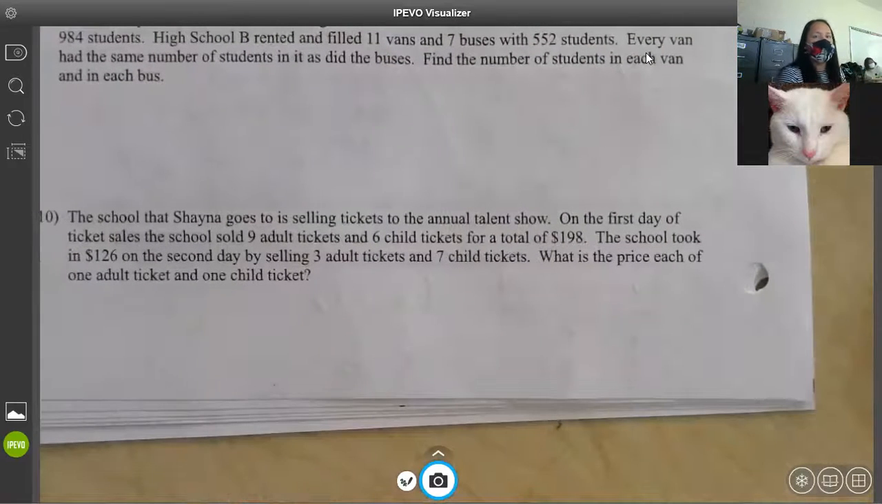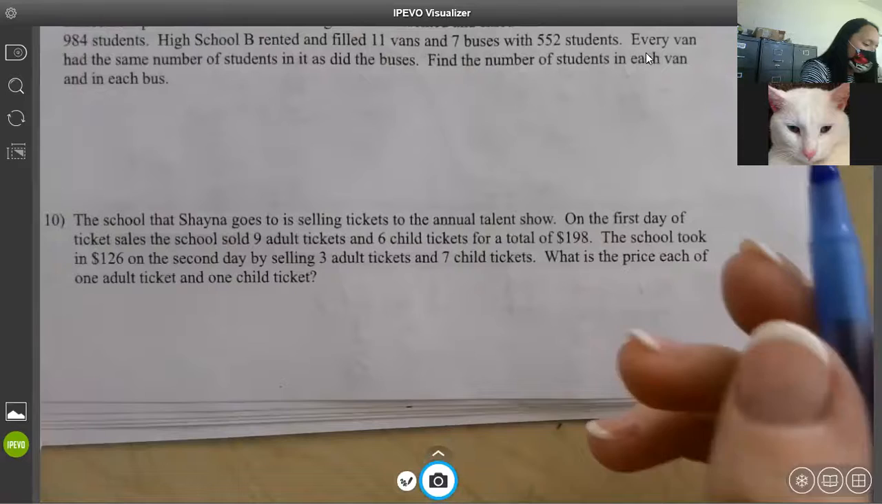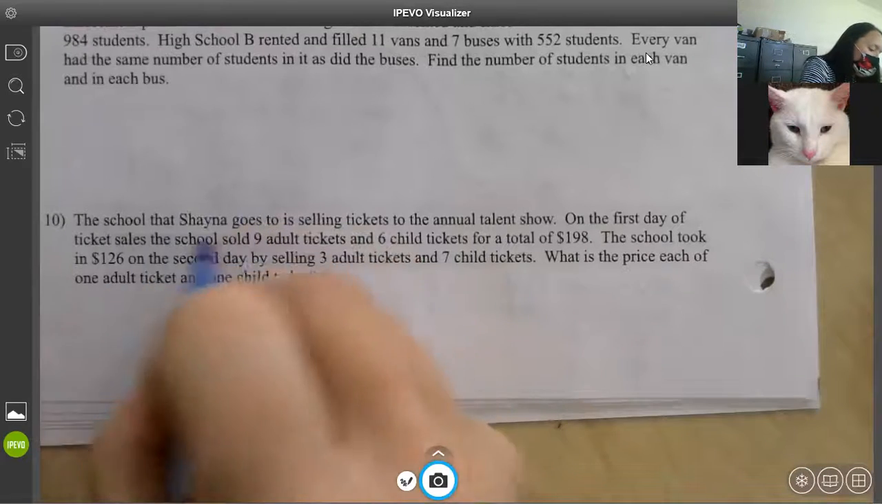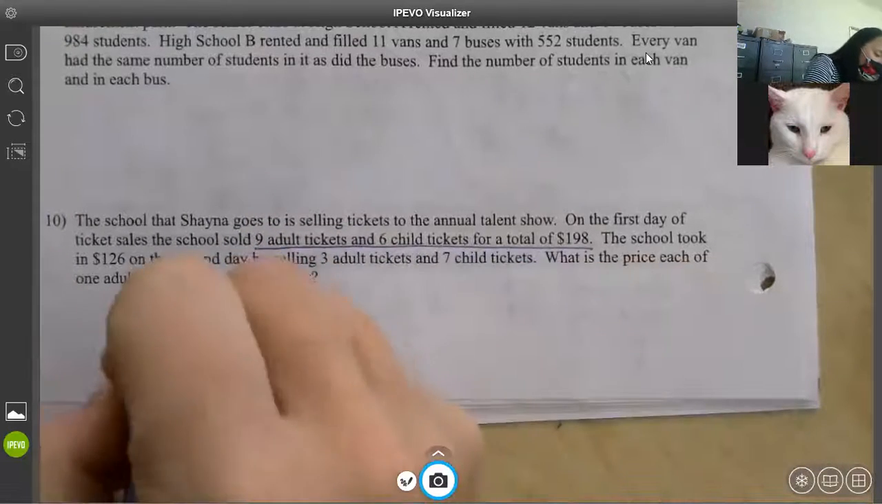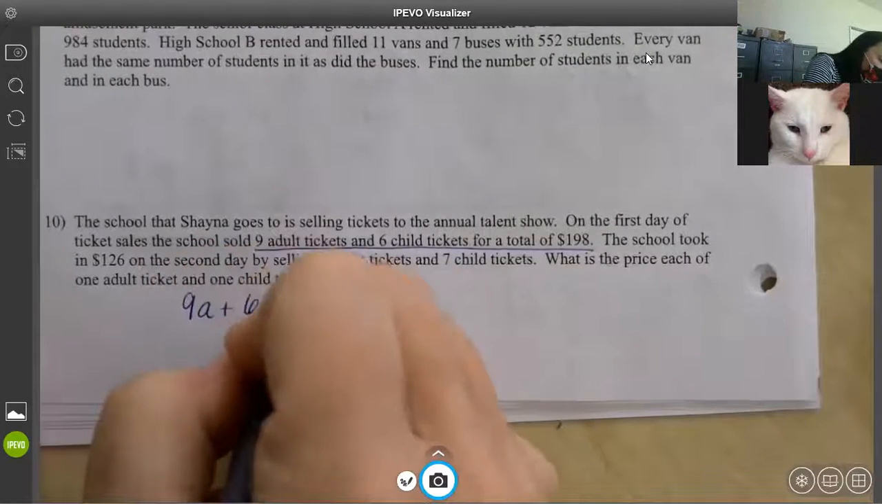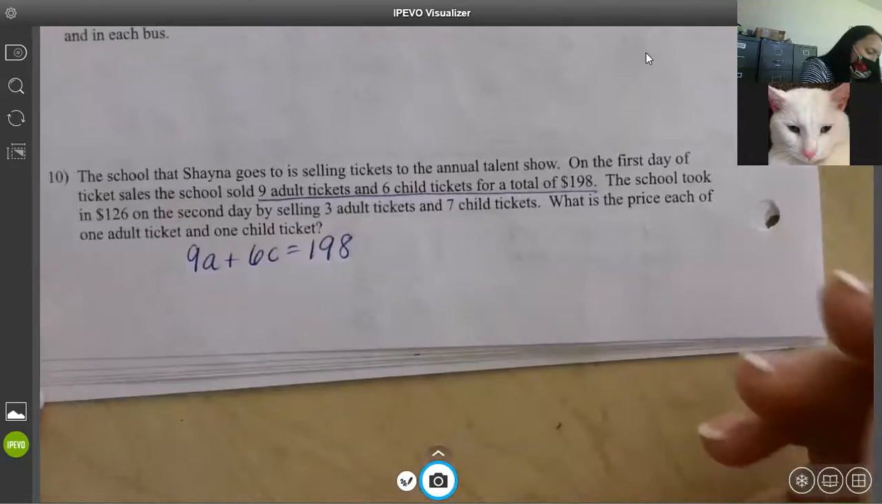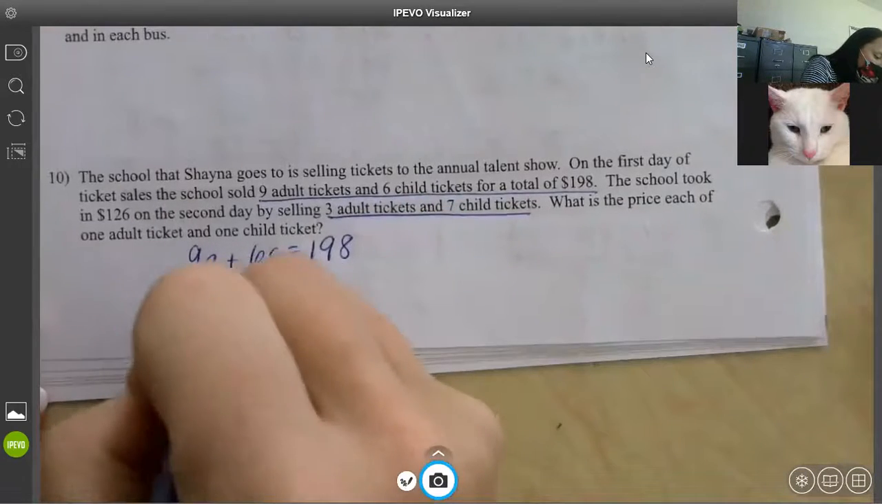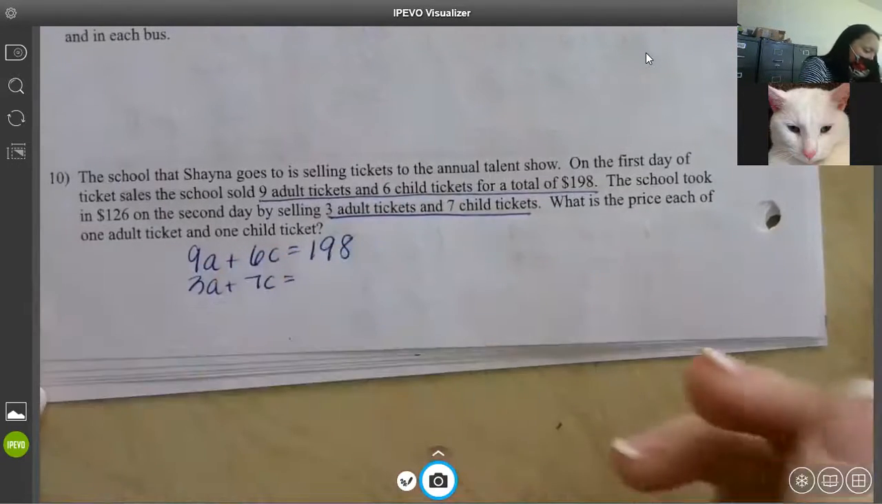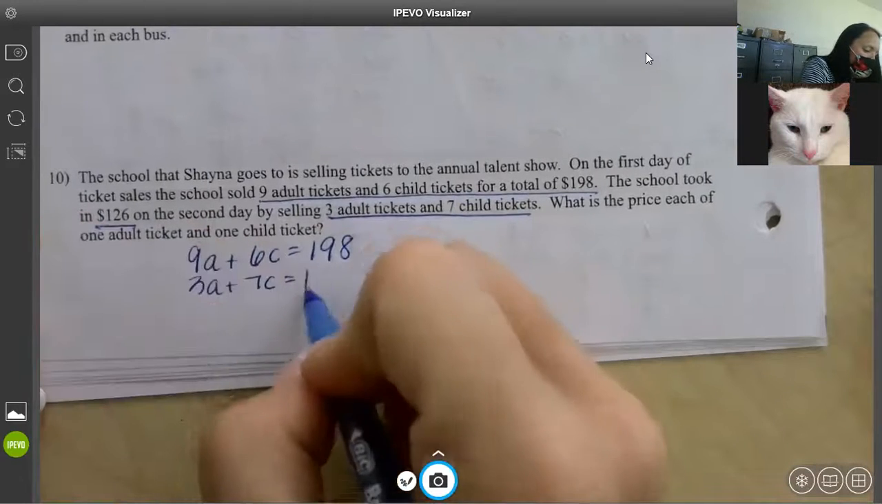All right, the school that Shayna goes to is selling tickets to the annual talent show. On the first day of ticket sales, the school sold 9 adult and 6 child tickets for $198. The school took in $126 on the second day by selling 3 adult and 7 child tickets. What is the price of each 1 adult and 1 child ticket? Okay, so what do they have? The very first one, 9A plus 6B equals 198. Perfect. The second one is 3A plus 7B equals 126, perfect.